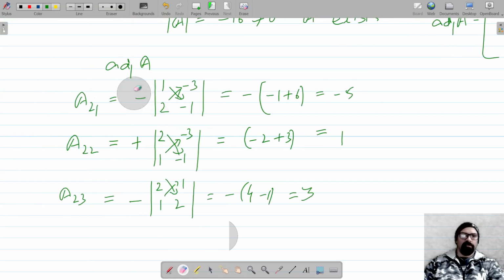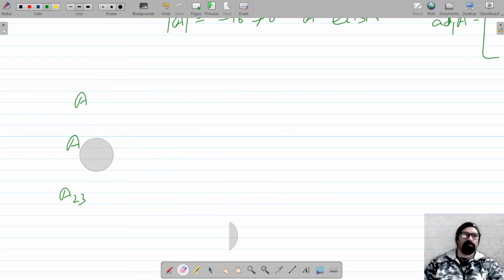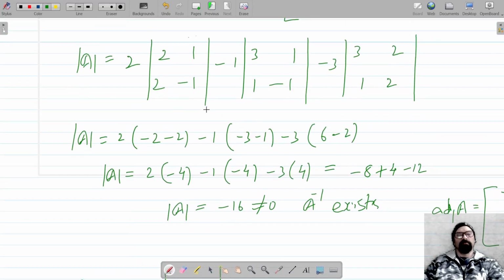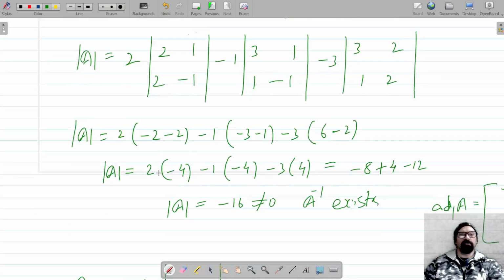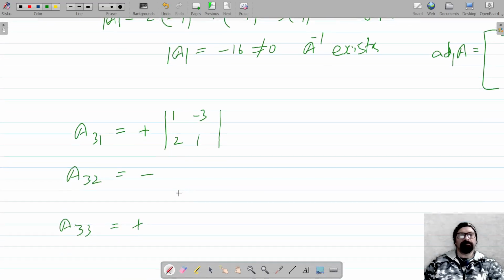Similarly, we can find the cofactors for the last row: A31, A32, and A33. 3 plus 1 is 4, so positive. 3 plus 2 is 5, negative. 3 plus 3 is 6, positive. Remove the row and the column for 3, 1, which gives 1, negative 3, and 2, 1.